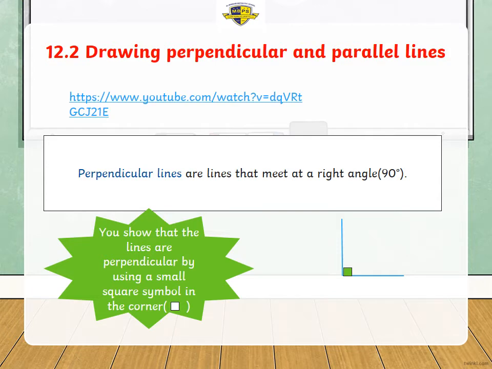Now, let's start to explain drawing perpendicular and parallel lines. Please check this video on YouTube. Now, what's the meaning of perpendicular lines? Perpendicular lines are lines that meet at a right angle, 90 degrees. You show that the lines are perpendicular by using a small square symbol in the corner.